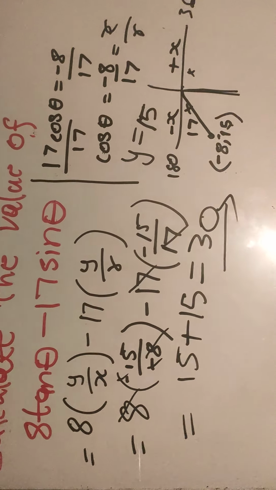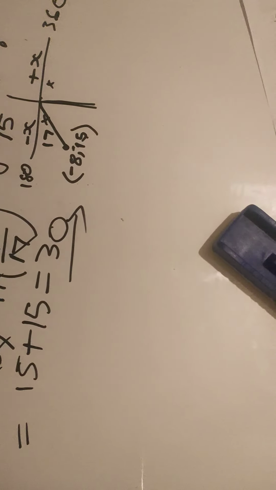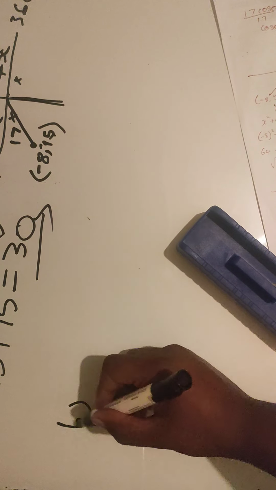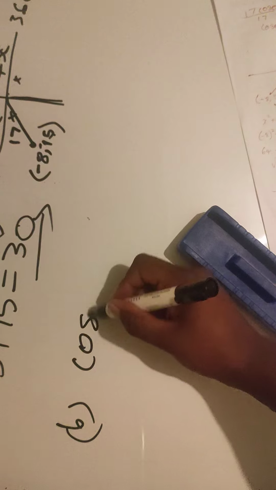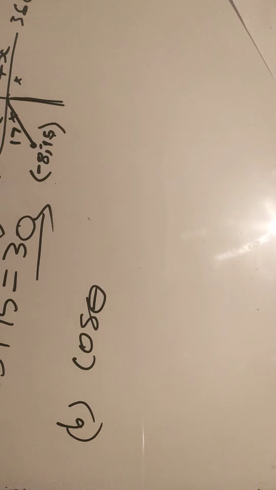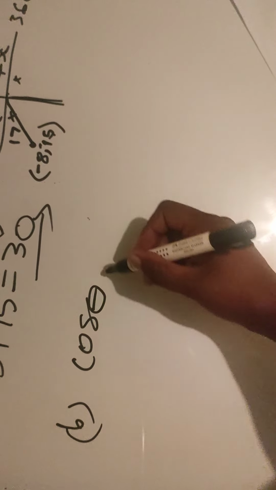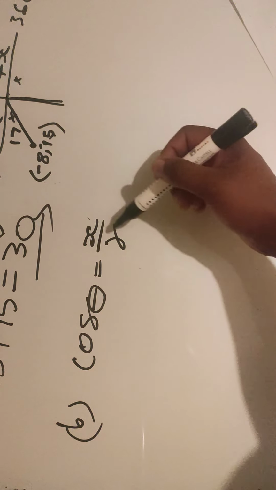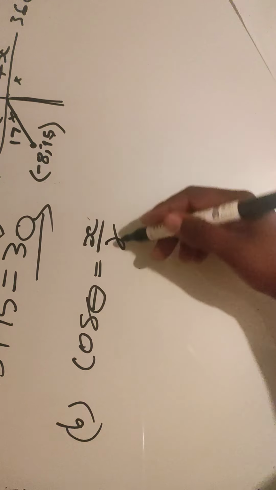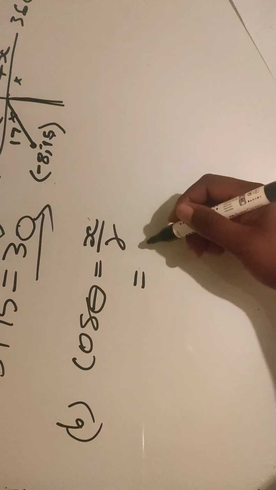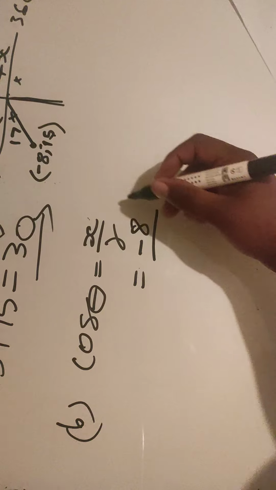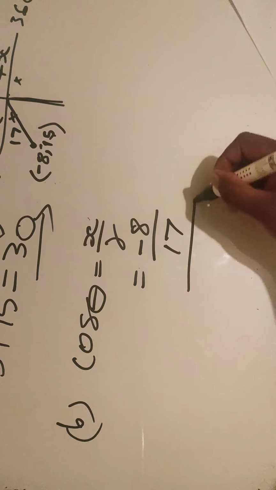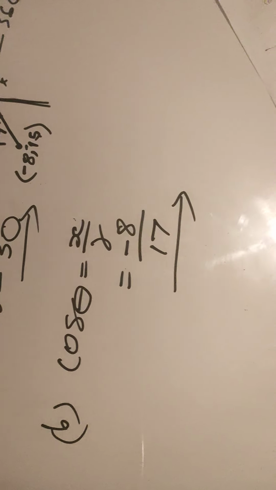If I were to create a different sum, let's say maybe the question is B, saying find the value of cos theta, just expanding it. So cos theta is equal to x over r. Remember, it's easy to work with the x, y, and r components. What is the value of x again? It's minus 8. What is the value of r? 17. It's just a matter of substitution.